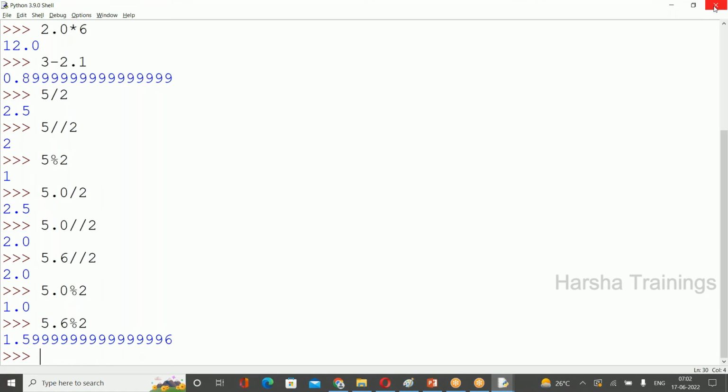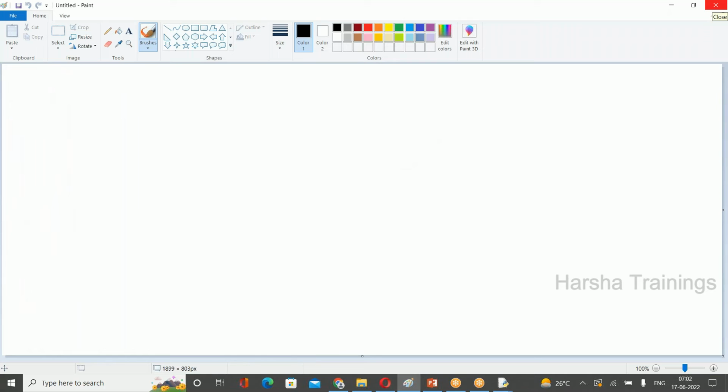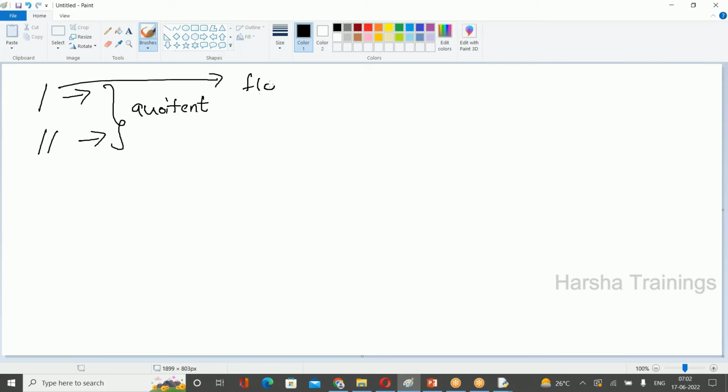So again, I am repeating. Why am I repeating this so many times? Because this is the most important thing: the comparison between the division, modulo, and floor division. So in these two cases, the answer is the quotient. So here single slash is called float division and this is called floor division.